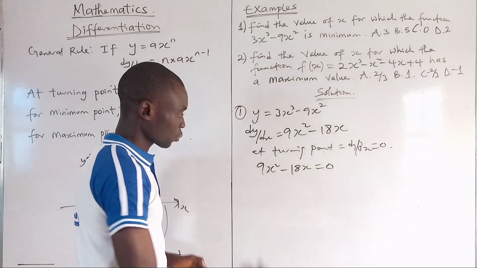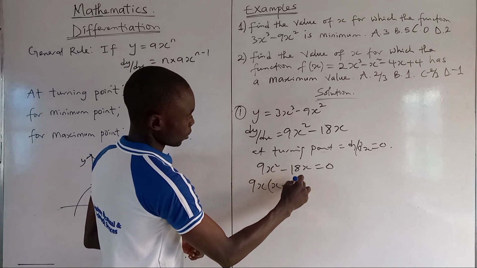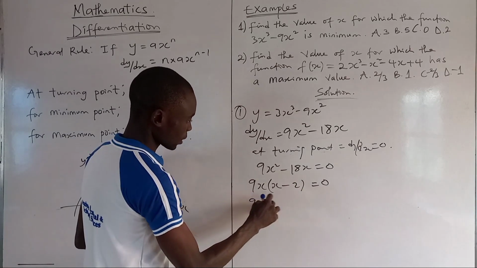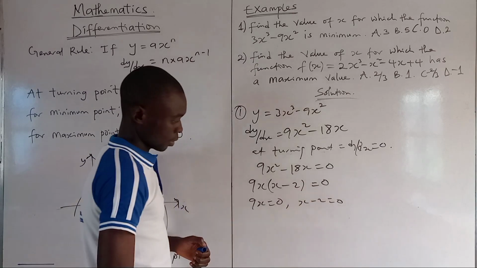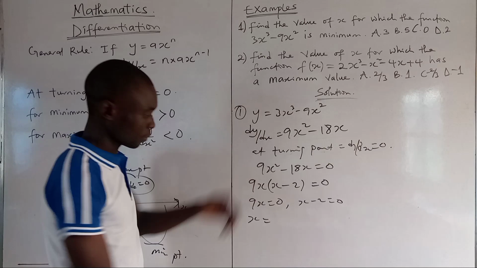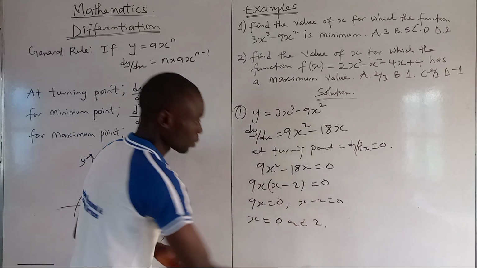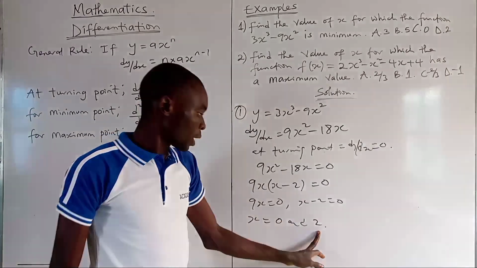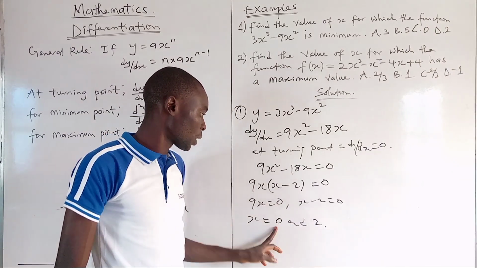To factor this out, let's see, 9x and x minus 2 equals 0. So from here we have that 9x is equal to 0 and x minus 2 equals 0. So that means finally our x values, which are the turning point values now, are 0 and 2. Now the task is there for us to calculate which of them will be maximum and which one will be minimum out of the 0 and 2.